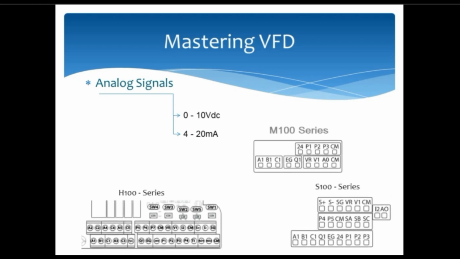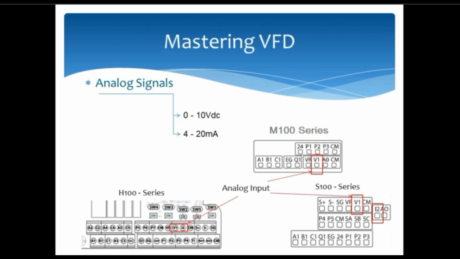I will share some examples here. I have the H100 series. It has an abundance of IOs. It has voltage input as well as milliampere input. We have some more series. As you can see, S100 has 2 analog inputs, but in M100 there is only 1 analog input.